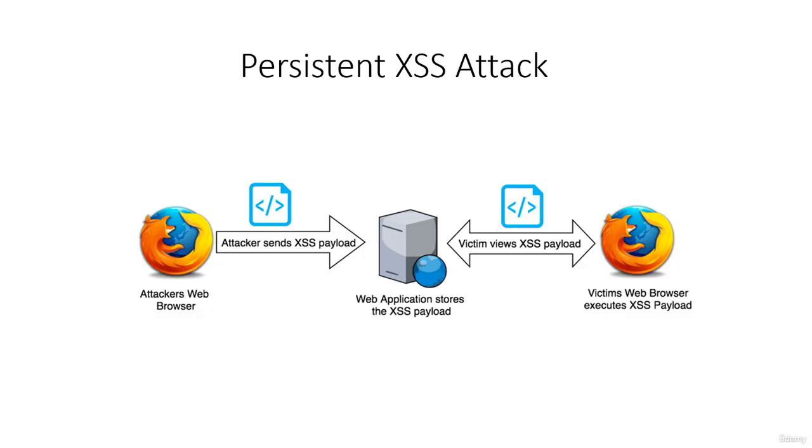So, this diagram assumes that the attacker has already discovered a persistent cross-site scripting vulnerability on the target web application and has a way of tricking or ensuring the victim will visit the page that contains the persistent XSS payload.